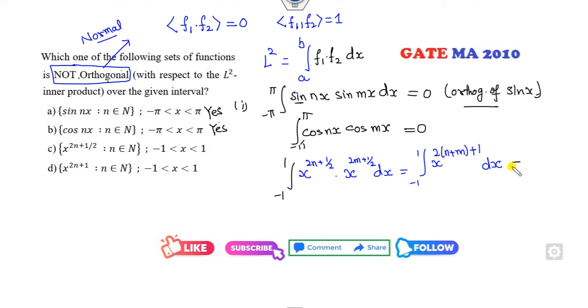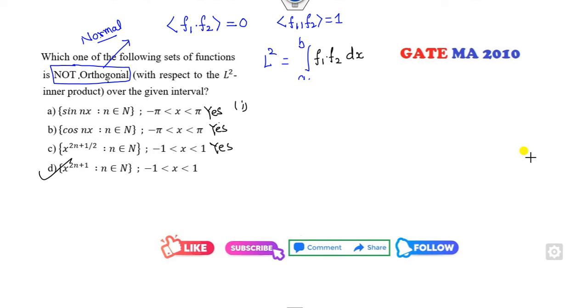Now, can it be 0? What is this value? You can always see this number is odd, always. Once this is odd, just like x cube or x power 5 over minus 1 to 1, it is an odd function, so its integration is 0. So the only left option is the correct answer.